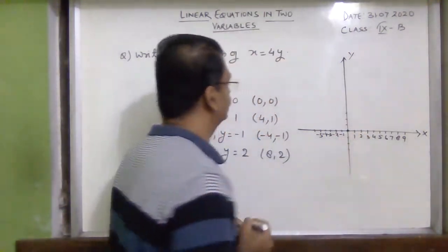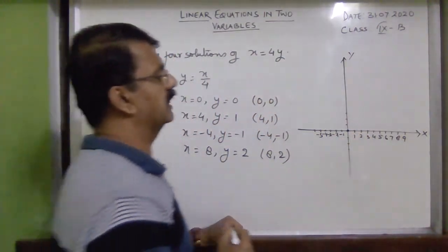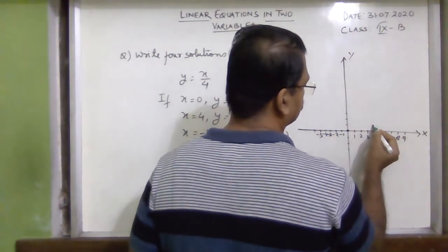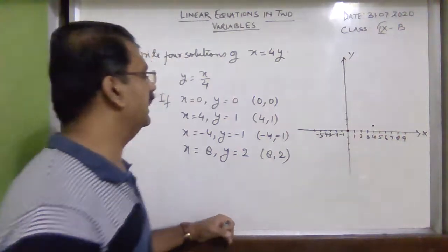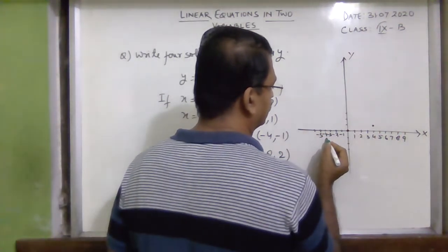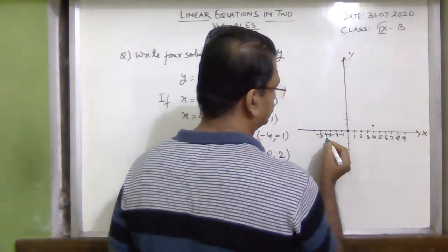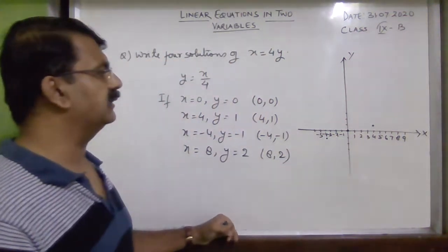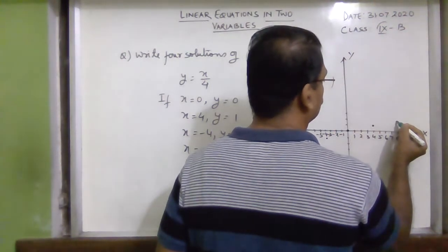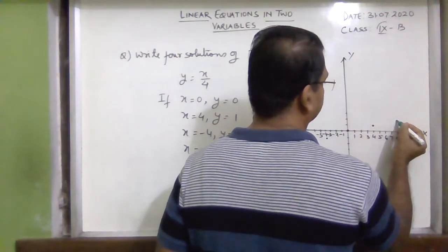When x is 0, y is 0. When x is 4, y is 1. Here. When x is minus 4, y is minus 1. Here. And when x is 8, y is 2. Here.